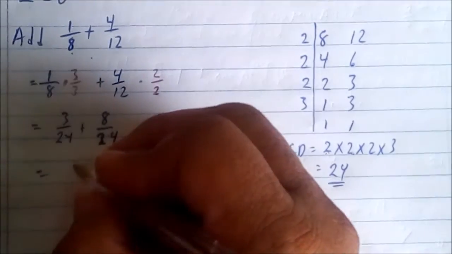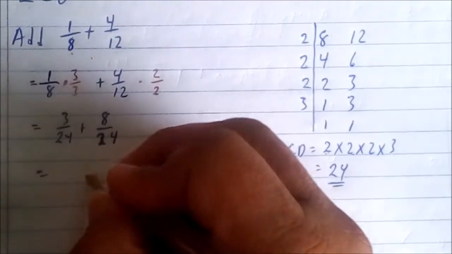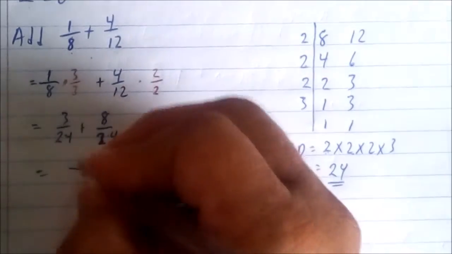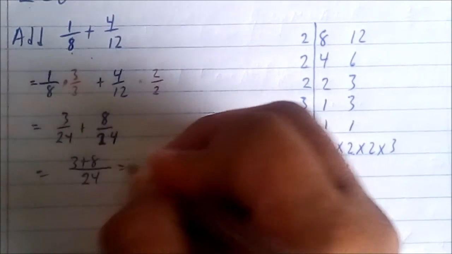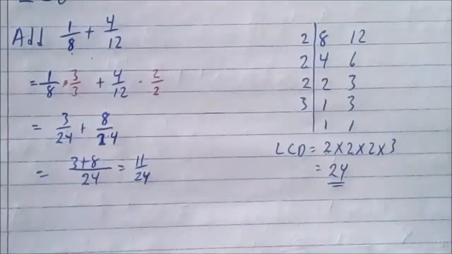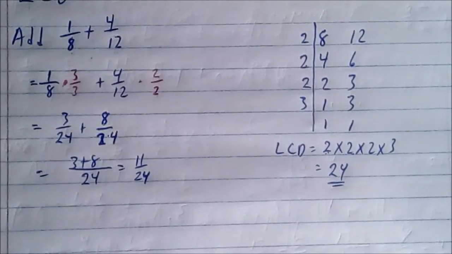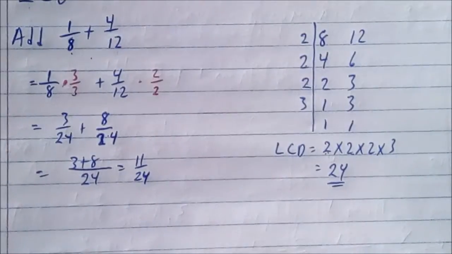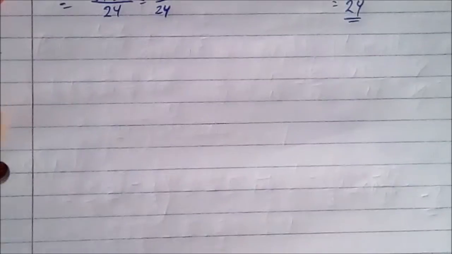So now we have like denominators, so we keep the denominator and we simply add the two numerators, which is then 11/24. Reduce it to lowest terms if it's possible. If not, just leave it as how you end up with that solution. Okay, does it work for subtraction? Well, it does work for subtraction. So let's use an example.